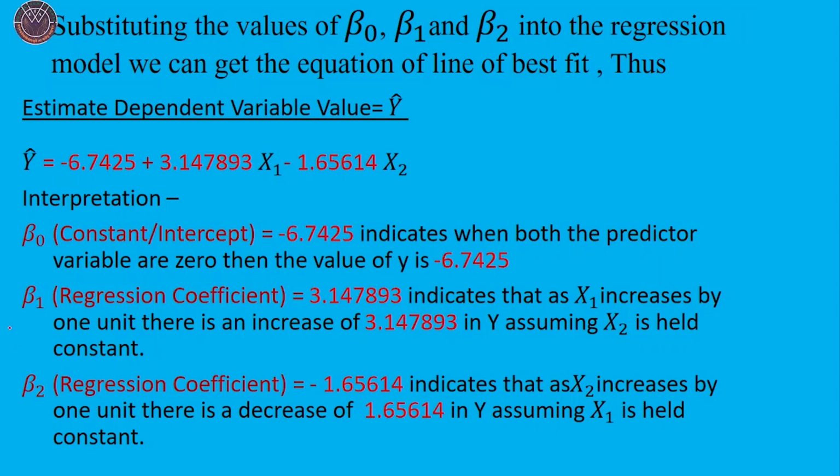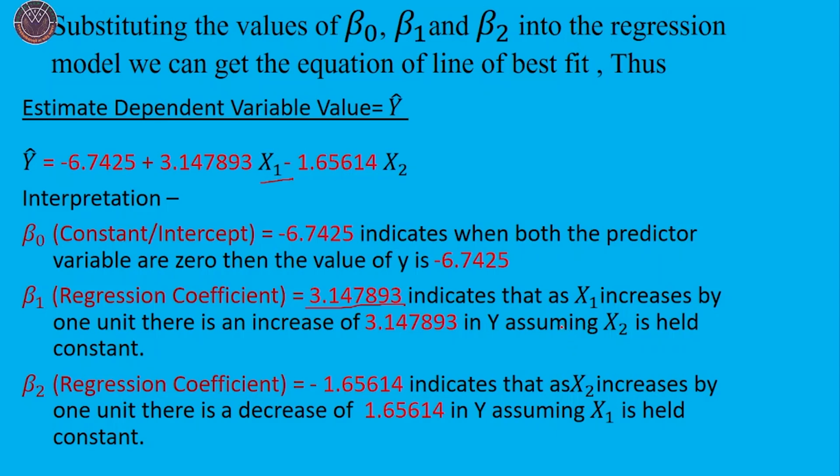Now what is the meaning of regression coefficient beta 1? It is equal to 3.147893, and it indicates that as x1 increases by 1 unit, there is an increase of 3.147893 in y, assuming that x2 is held constant. So you have to assume that x2 is constant, and if x1 is changing by 1 unit, then there is an increase of 3.147893 units in y.